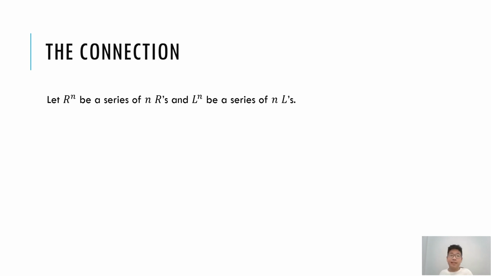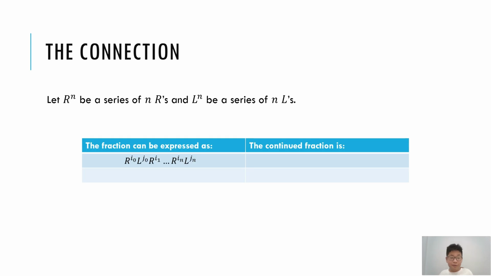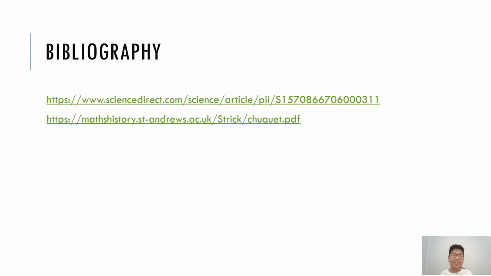Now what's the connection? It's very surprising. Let this notation be true: R to the power of n is a series of n R's and L to the power of n is a series of n L's. In a fraction, it can be expressed as this. The continued fraction is this. You see how the coefficients fall down? Similarly, if there is no L at the end of the fraction, and if there is no R on the left of the fraction, then we have a 0 integer part. Now isn't that elegant?